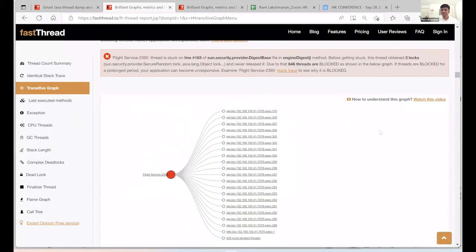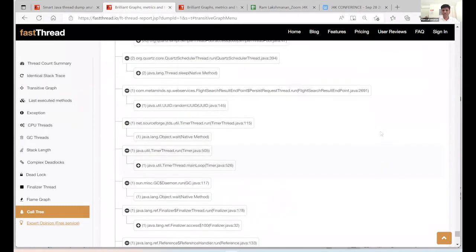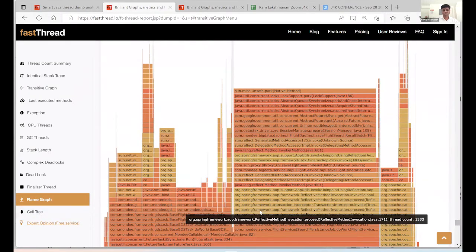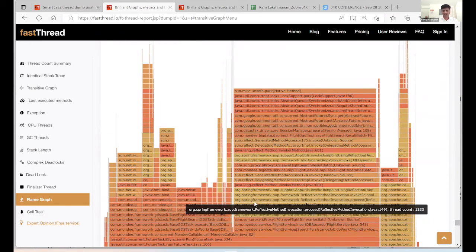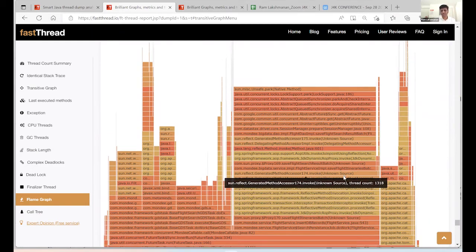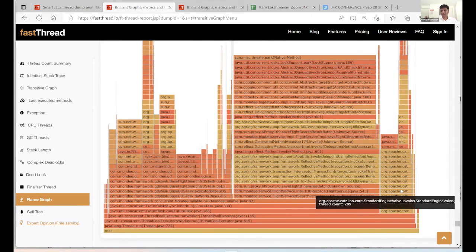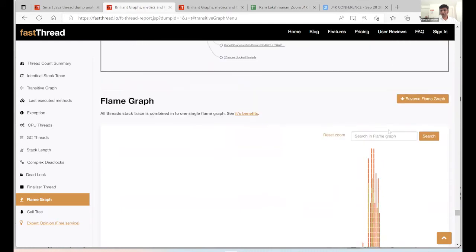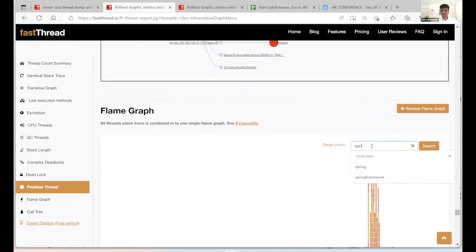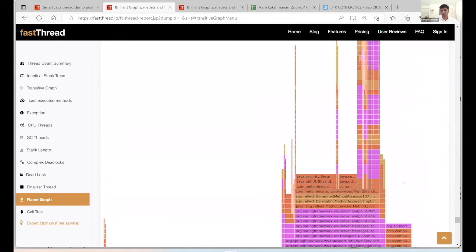Not only that, there are very powerful visualizations. Here, there is this flame graph. Your thread dump file can be a few kilobytes, sometimes even a few megabytes, and that entire thread dump can be condensed and presented to you as this flame graph. I can drill down and see what's going on, or if I want to search for a particular framework, I can do that. So it's pretty easy for me to visualize and see what's going on here.